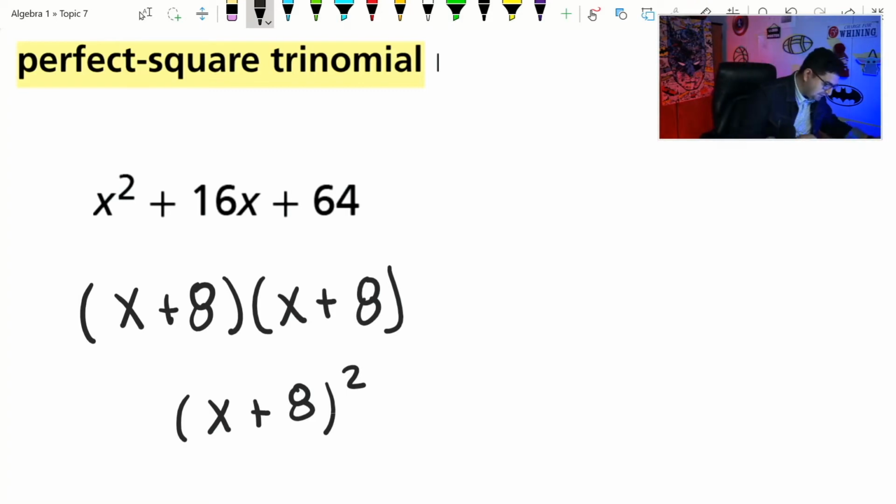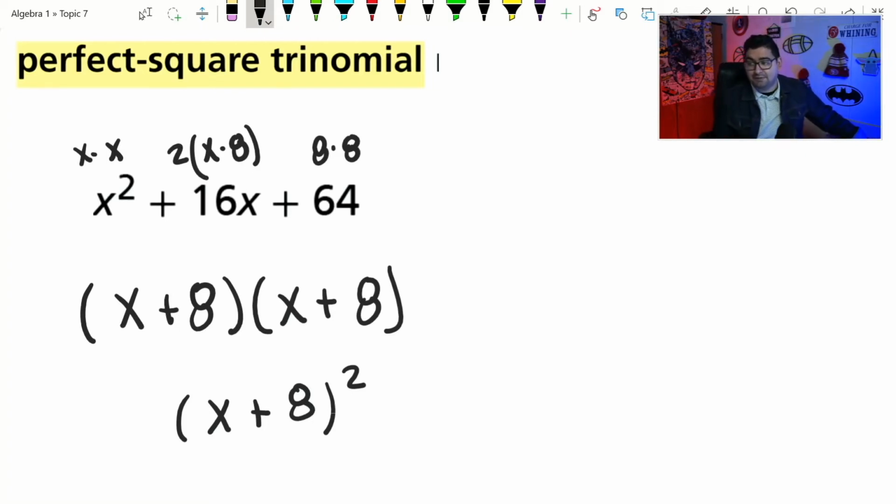Really, the reason why this happened is because our first term is a perfect square, that's just x times x. Our last term is a perfect square, that is 8 times 8. And then the middle term is a combination: it's x times 8, but doubled. Whenever you see that your first and last terms are perfect squares, and the middle term is each of those multiplied together, so you take an x times an 8, you get 8x, double that, you get 16x, you can assume this is a perfect square trinomial. I just need to take one of these perfect squares and one of these, put them in a binomial, and square them.